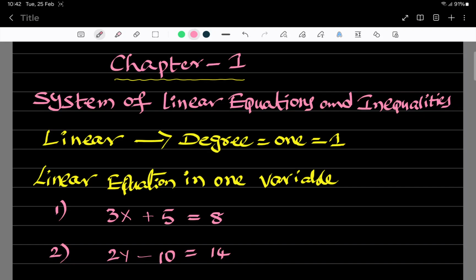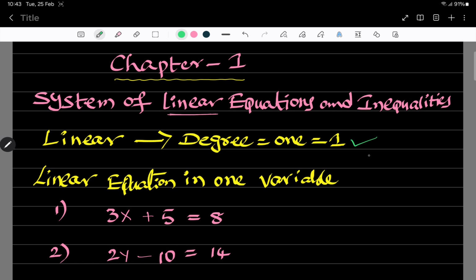See the title of the chapter, system of linear equations and inequalities. Linear means degree 1. The equations whose degree is 1, then that type of equations are called linear equations. So linear means always degree should be 1.